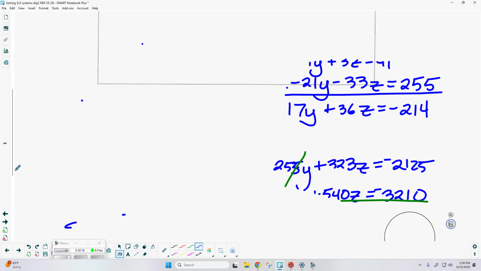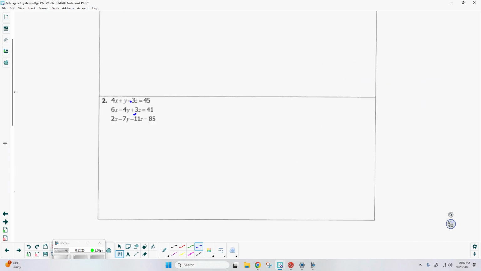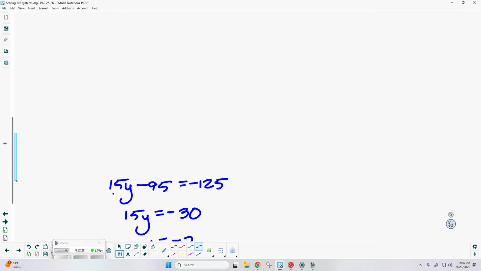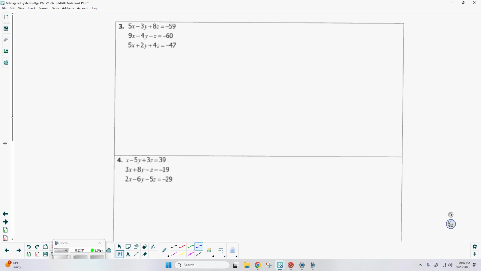Well, let's try another one. Get all this erased. So number 3, here we go. 5x minus 3y plus 8z equals -59. 9x minus 4y minus z equals -60. And then 5x plus 2y plus 4z equals -47. I'm going to let you folks completely direct me on this one. We've already seen a couple of these, so let's go ahead and try one more.